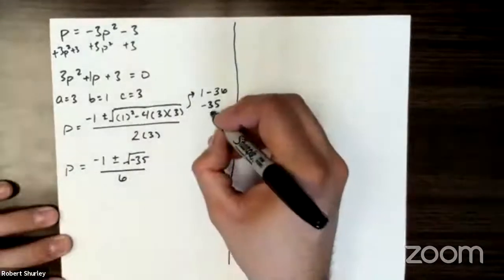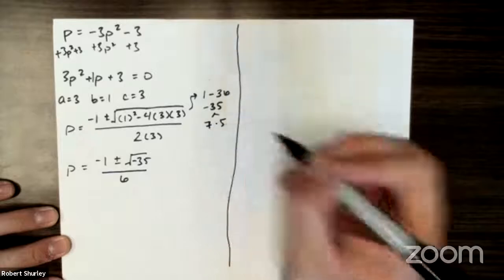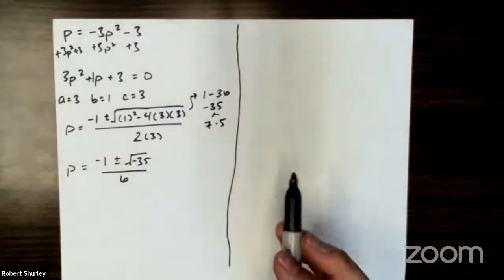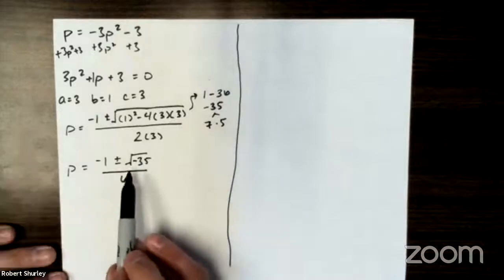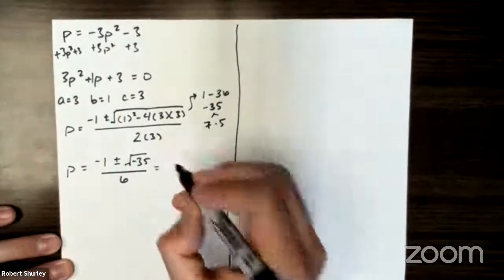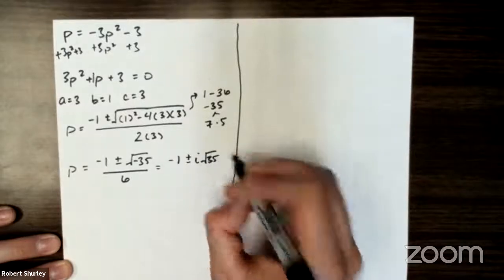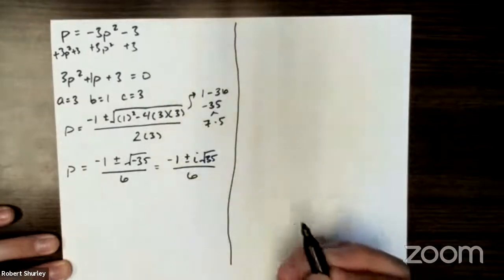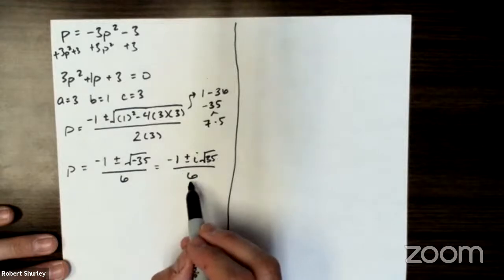35 doesn't simplify, right? If you don't worry about the negative, the 35 is just 7 times 5. There's no pair of prime numbers, so we can't take anything out of the 35, but we have to take the i out because it's negative. So we get negative 1 plus or minus i square root of 35, all over 6.